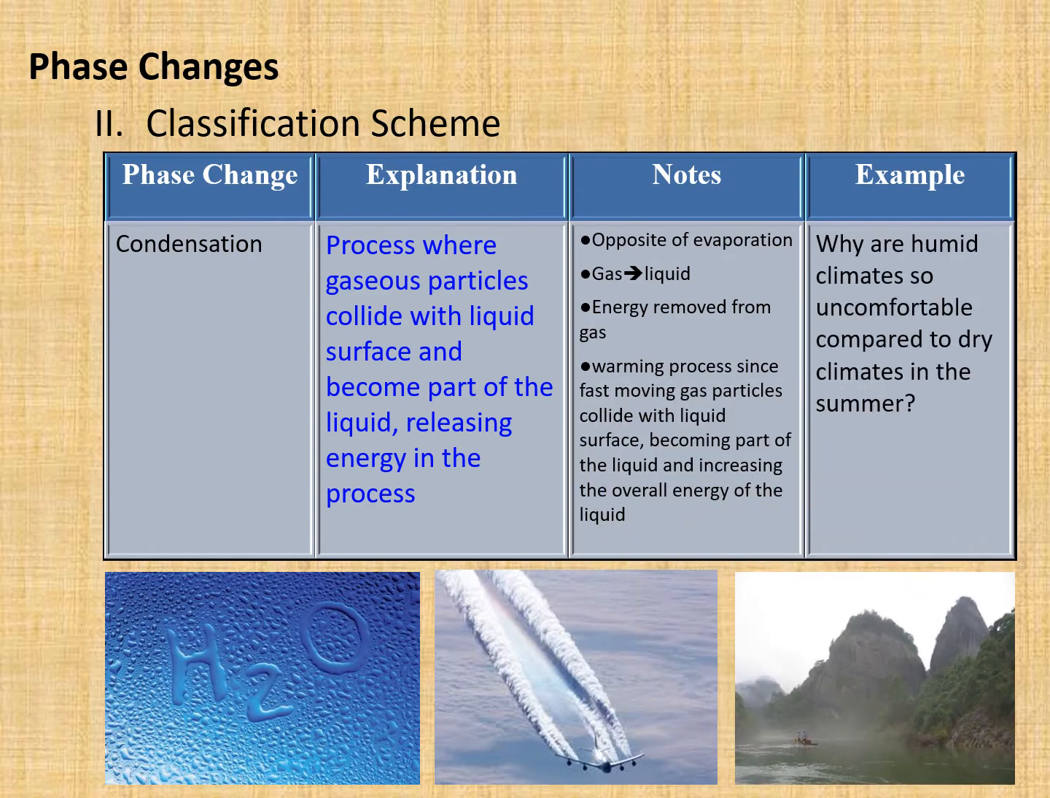Looking at an example here, we're asked, why are humid climates so uncomfortable compared to dry climates in the summer? Well, in answering this question, we see that it's because in humid climates, the gaseous water in the air condenses on your skin and in doing so releases energy to your skin. In dry climates, on the other hand, the rate of evaporation far exceeds that of condensation, so energy gets removed from your body. Okay, remember that with condensation, energy is getting added to your body since it's a warming process.